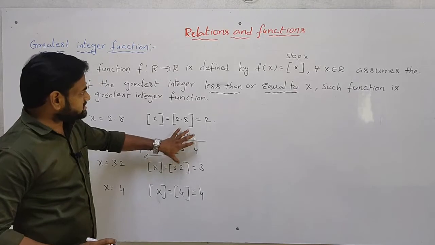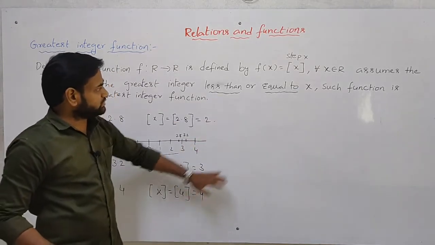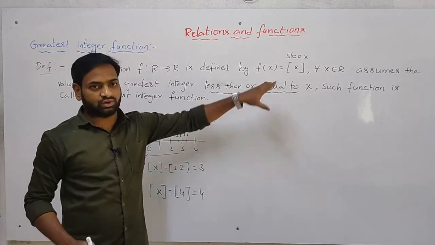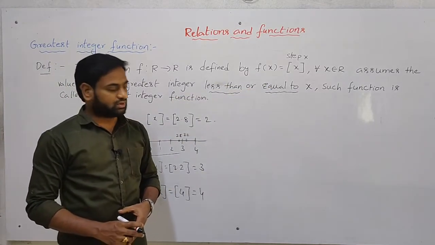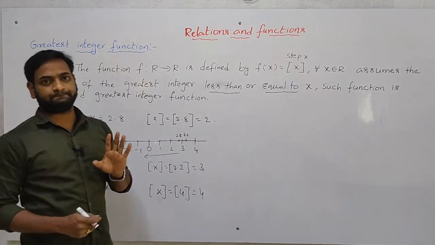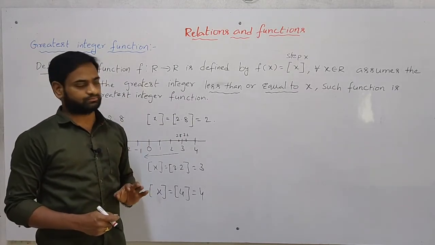So in the two cases you will get less than. In the third case you will get equal to. That's why we can say less than or equal to x. It is through the definition. Simple thing here, just a simple thing.